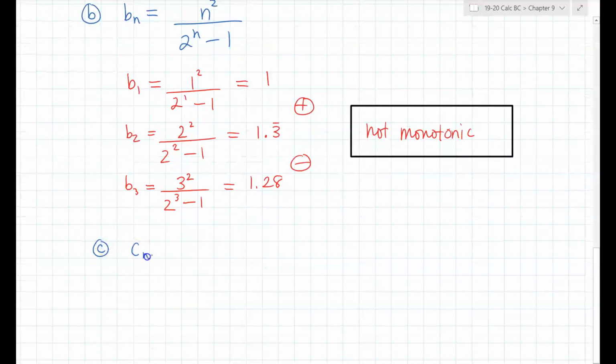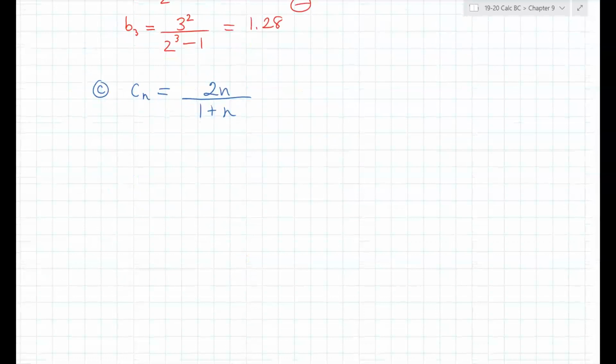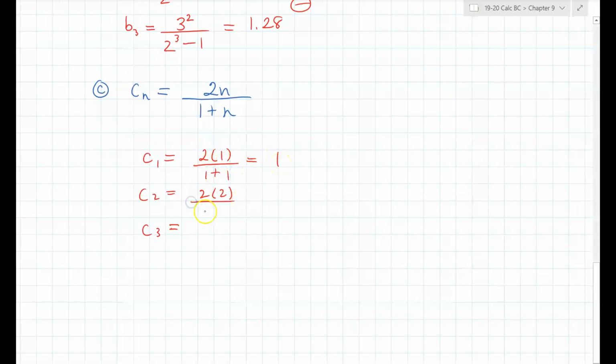So c sub n is equal to 2n over 1 plus n. Let's do c sub 1, c sub 2, c sub 3, because you can't prove something is monotonic with just 2 points. You've got to do more than a couple. C sub 1 is 2 times 1 over 1 plus 1, which equals 1. C sub 2 is 2 times 2 over 1 plus 2, so that's 4 over 3 or 1.3 bar. So far it's increasing. C sub 3 is 2 times 3 over 1 plus 3, so that's 3 over 2, which is 1.5.